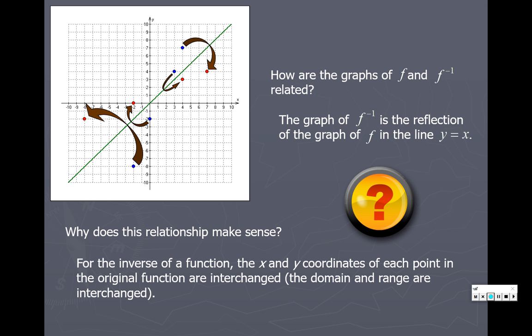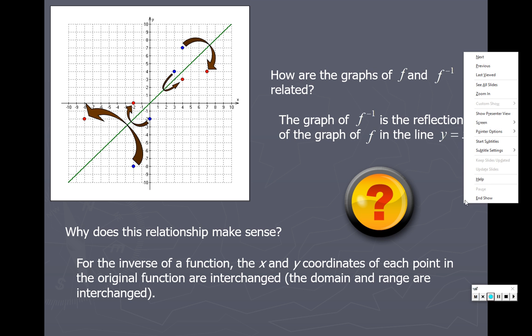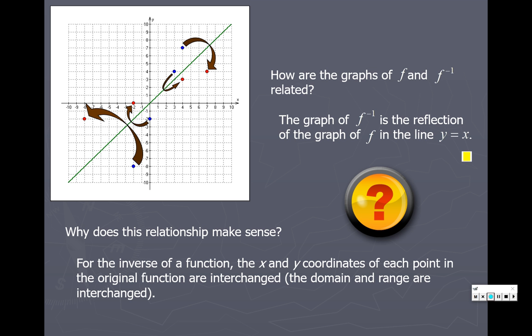For the inverse of a function, the x and y coordinates of each point are the original. Oh, yeah, that's so good. I'm going highlighter crazy here in the last part of the day. For the inverse of a function, the x and y coordinates of each point in the original function are interchanged. The domain and range get interchanged. The inputs become the outputs become the inputs.